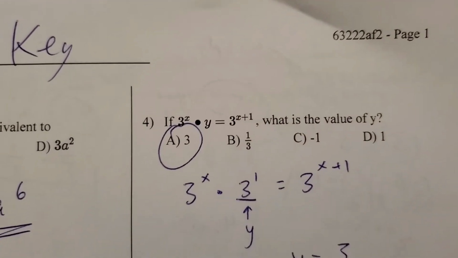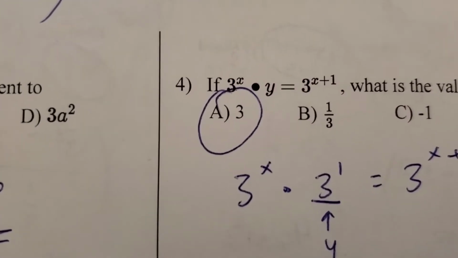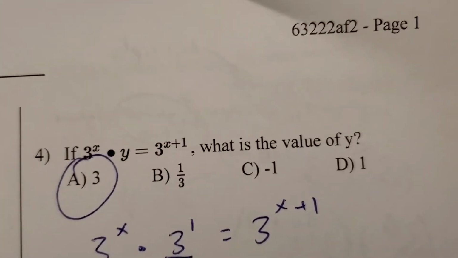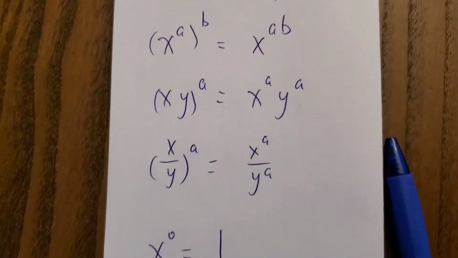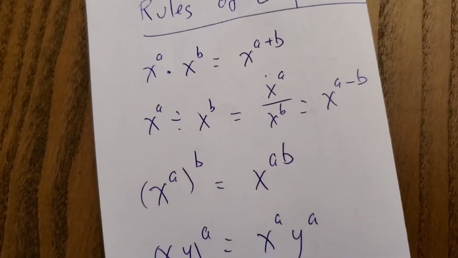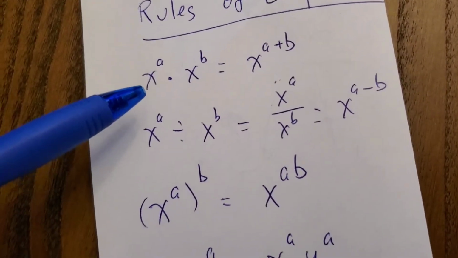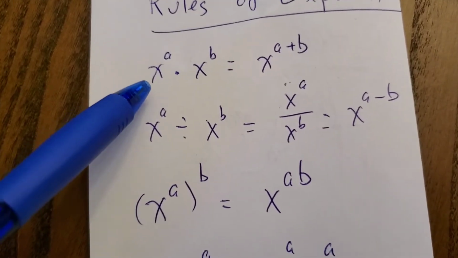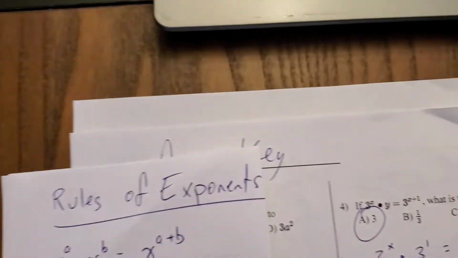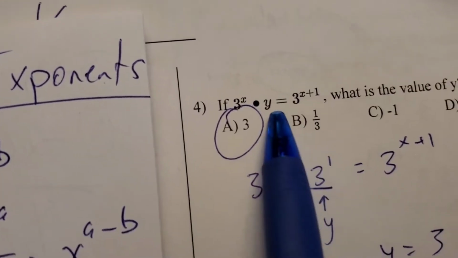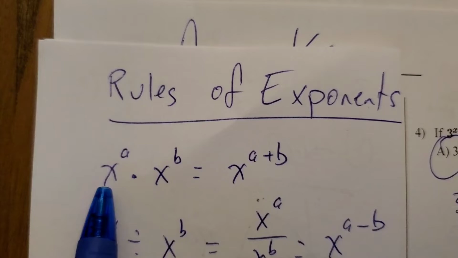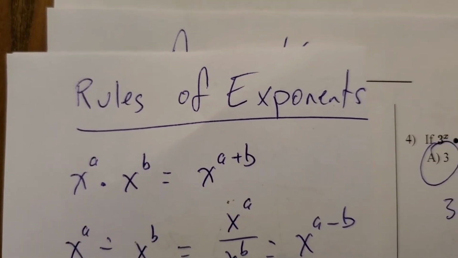All right, number 4 requires a little bit of thinking. You've got 3 to the x times y equals 3 to the x plus 1. What is the value of y? First things first, most of these rules, the power rule, the quotient rule, only work when you have common bases. If you look at this problem, it is set up exactly like our first rule, our product rule. We've got x to the power of a times x to the power of b equals x to the a plus b.